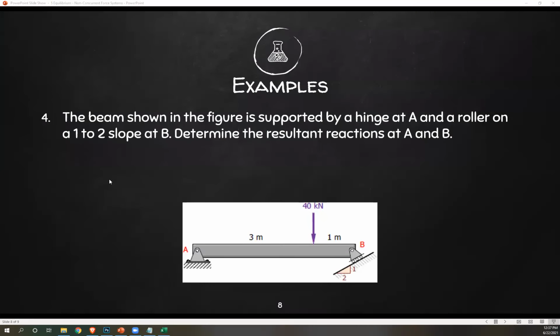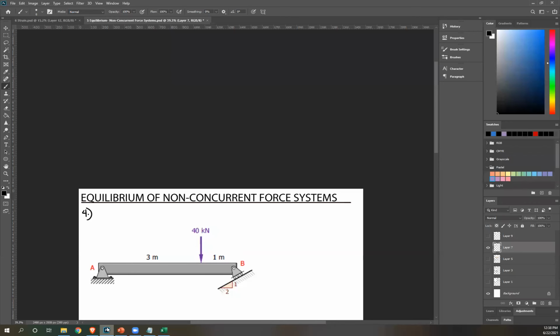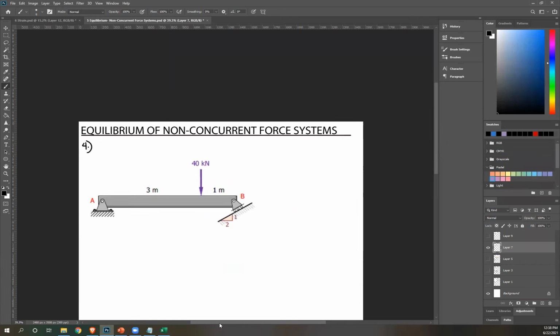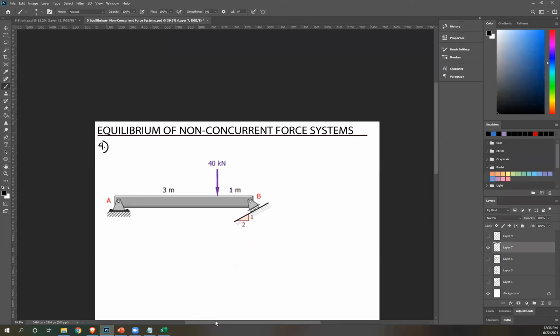Number 4. The beam shown in the figure is supported by a hinge at A and a roller on a 1 to 2 slope at B. Determine the resultant reactions at A and B. So now, take note, this is not components of reactions, this is resultant of reactions. So we're not looking for H and V, we're looking for the total reaction. So that's easy. Okay. First, let's identify our reactions.